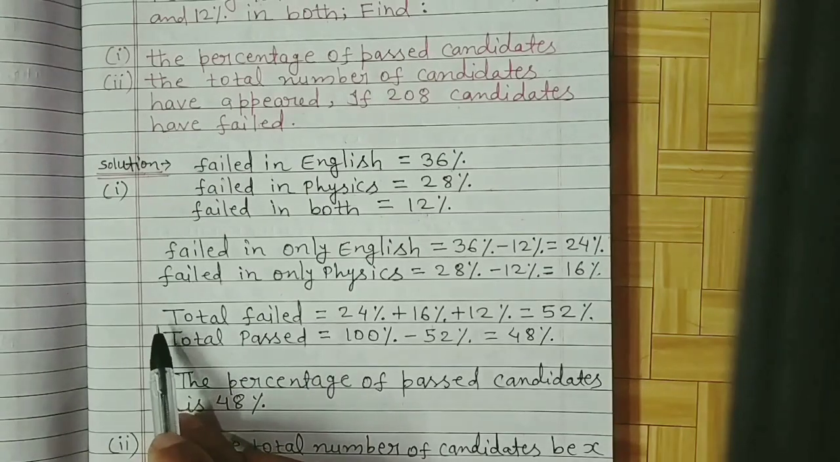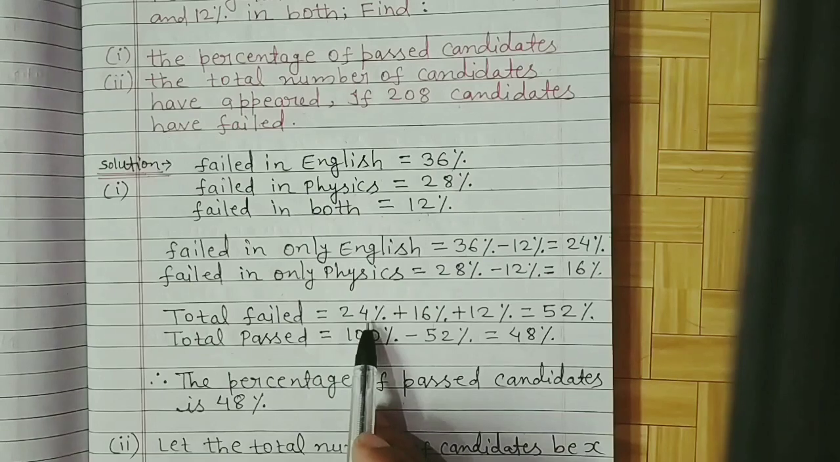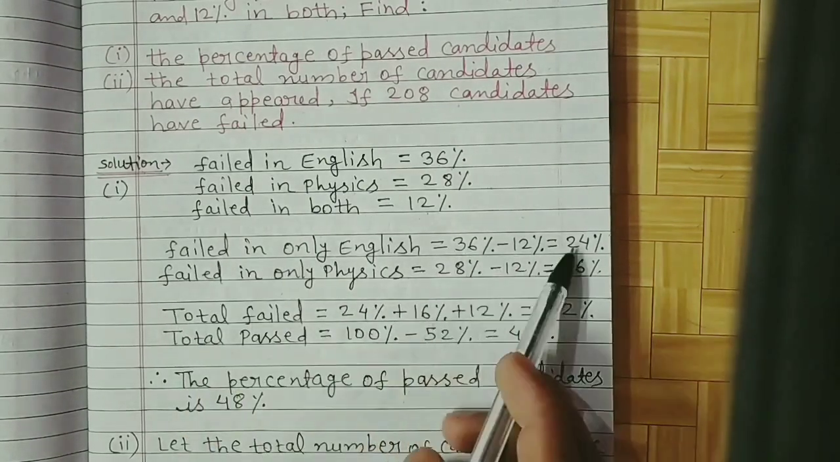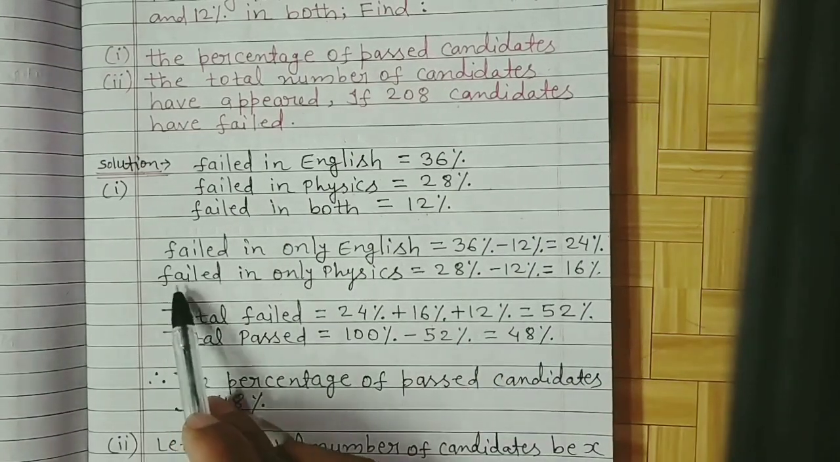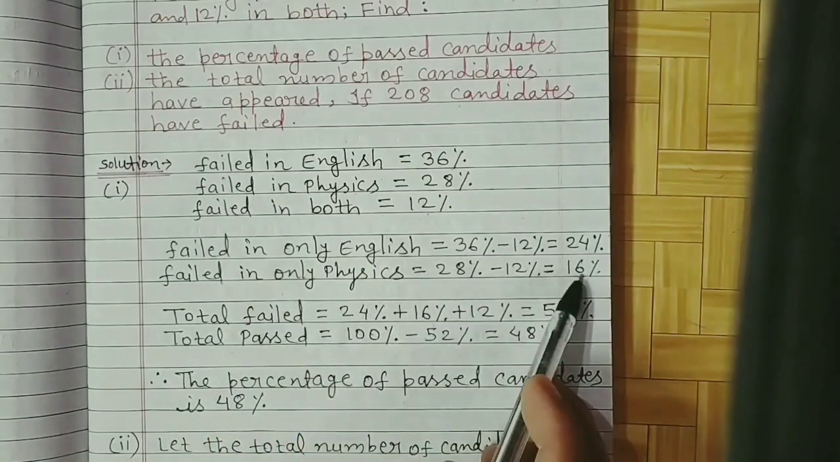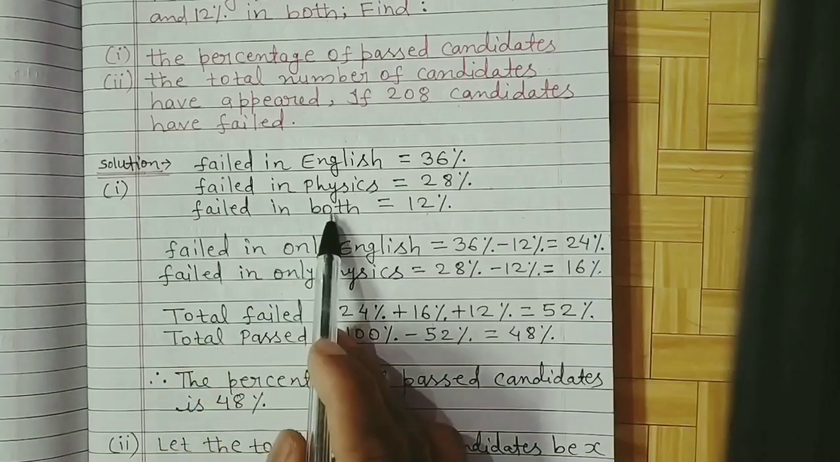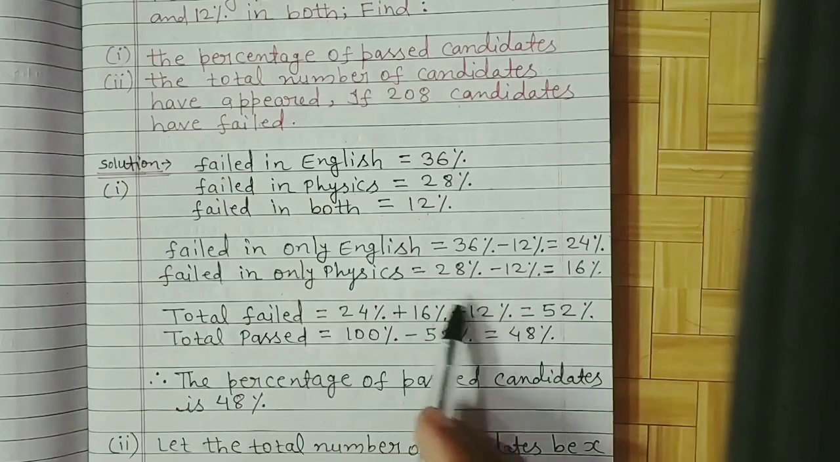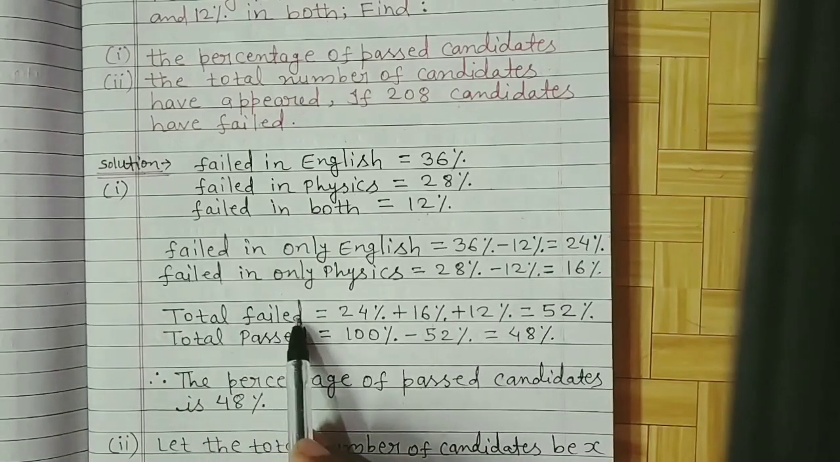So I have written here total failed equal to 24%, the percentage of failed in only English, plus 16%, the percentage of failed in only physics, plus 12%, the percentage of failed in both the subjects. Clear? Now after adding all this, it is equal to 52%, and this is the total percentage of failed candidates.